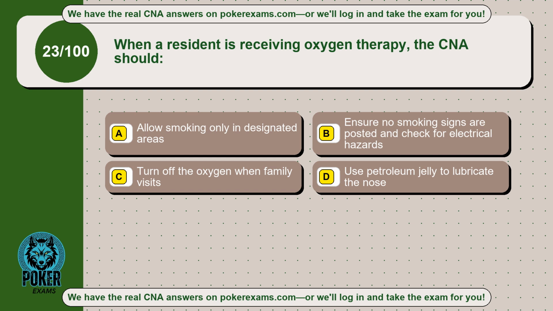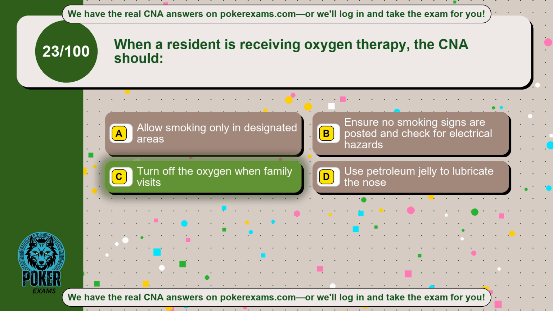Question 23. When a resident is receiving oxygen therapy, the CNA should: Option A. Allow smoking only in designated areas. Option B. Ensure no smoking signs are posted and check for electrical hazards. Option C. Turn off the oxygen when family visits. Option D. Use petroleum jelly to lubricate the nose.